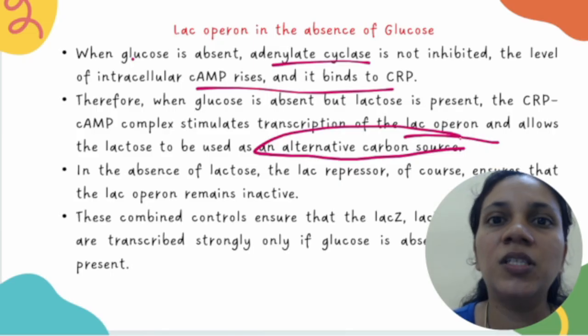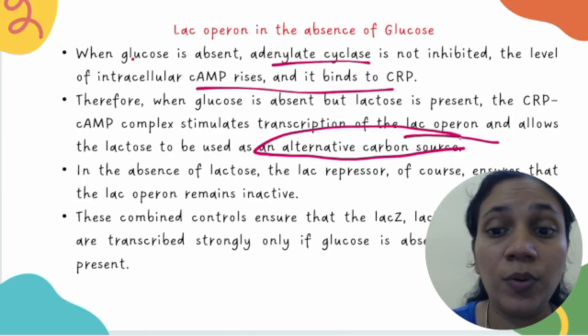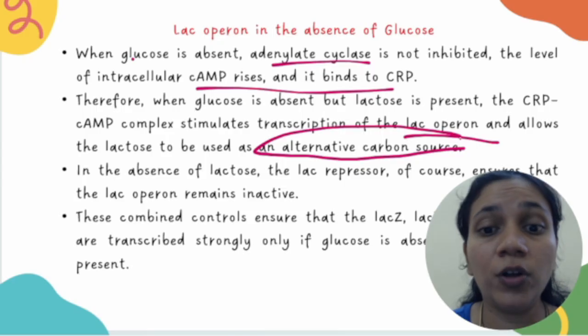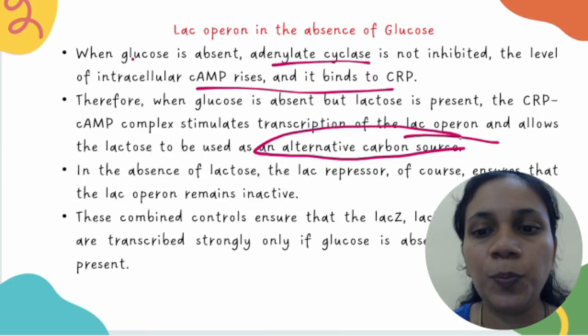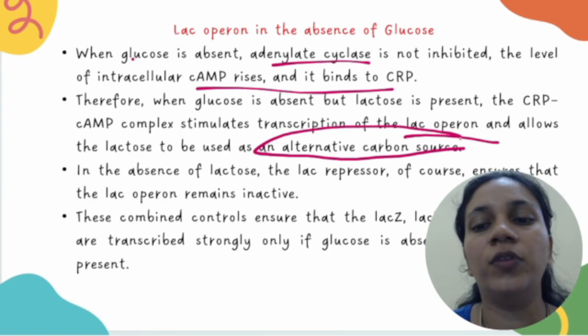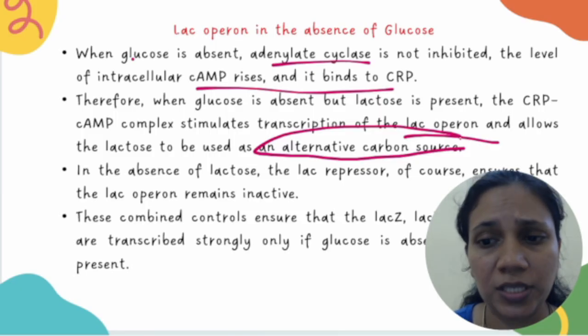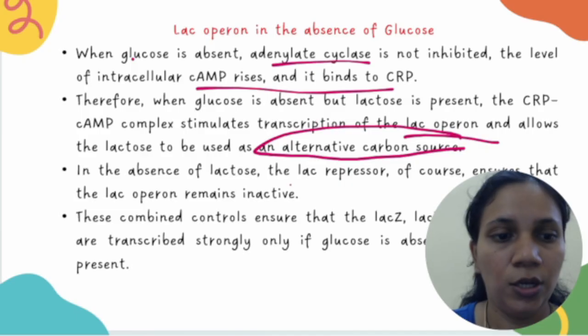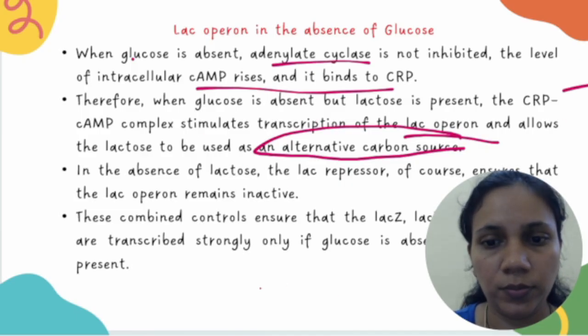In the absence of lactose, the repressor will bind, and that's how your lactose operon will be inactive. So the entire play is about control and coordinated action of the structural genes, which will transcribe only if glucose is absent and lactose is present. This is the key point we all need to remember.